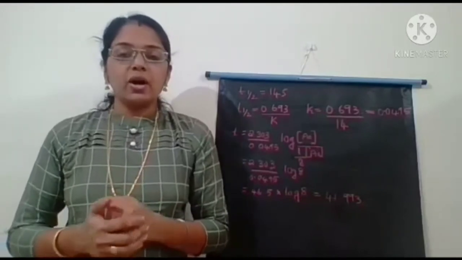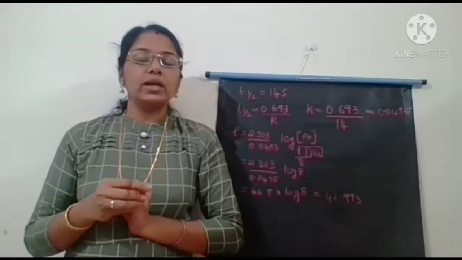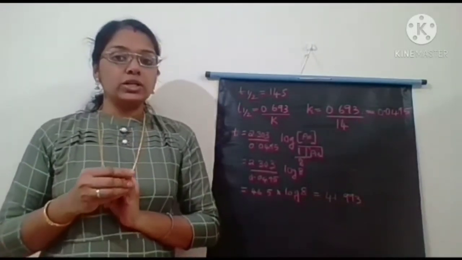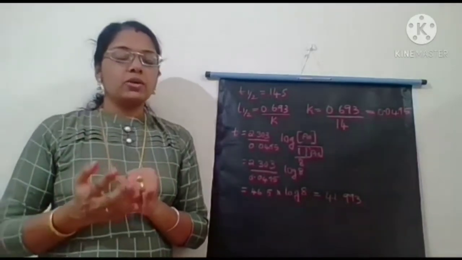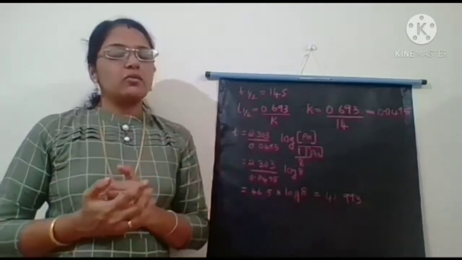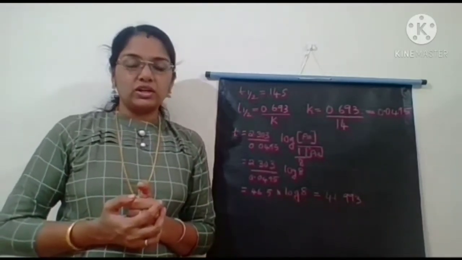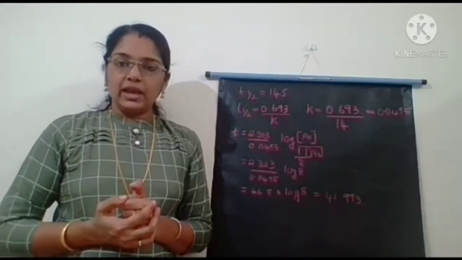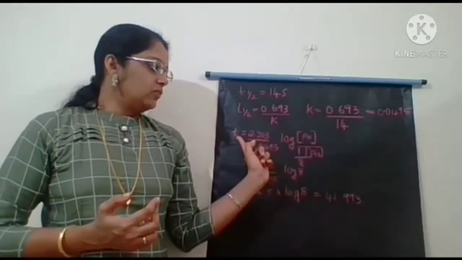Again, here they have asked that the initial concentration is reduced to 1/8 of the initial concentration. Then what is the value of the time? That is, what is the time taken to complete the 1/8 of the initial concentration of the reactant. Then we have the integrated rate equation as K is equal to 2.303 divided by T into log of concentration A0 divided by A. Again, we have obtained the K value. Again, time we have to find out.